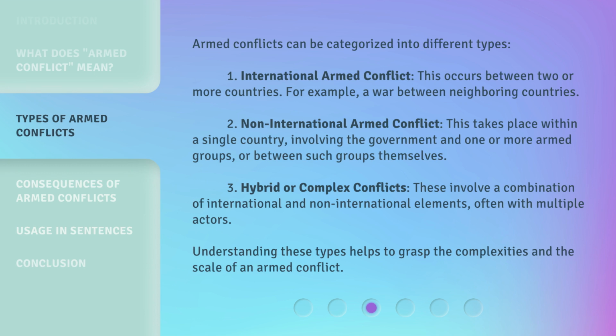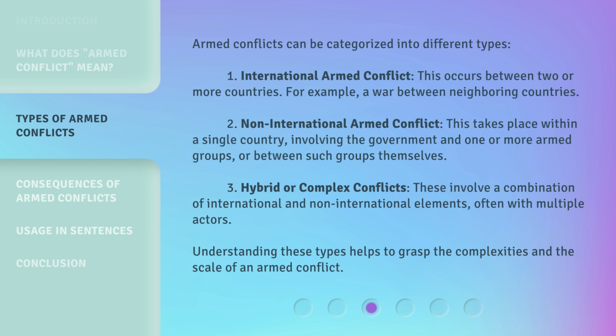Armed conflicts can be categorized into different types. 1. International armed conflict. This occurs between two or more countries. For example, a war between neighboring countries. 2. Non-international armed conflict. This takes place within a single country, involving the government and one or more armed groups, or between such groups themselves.